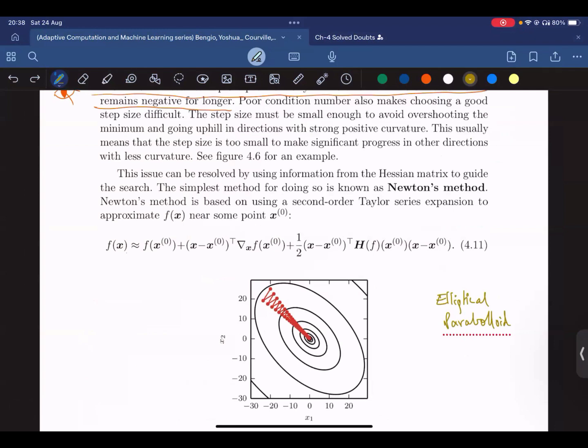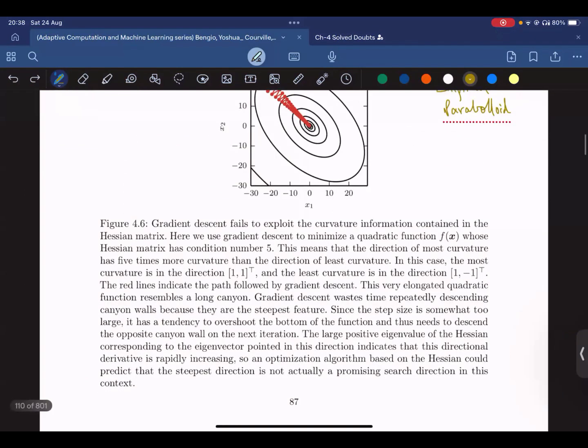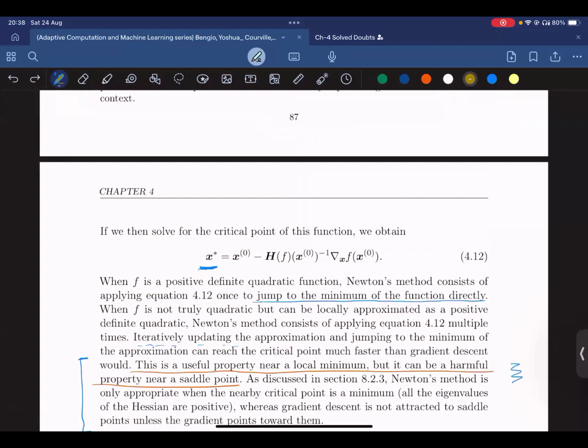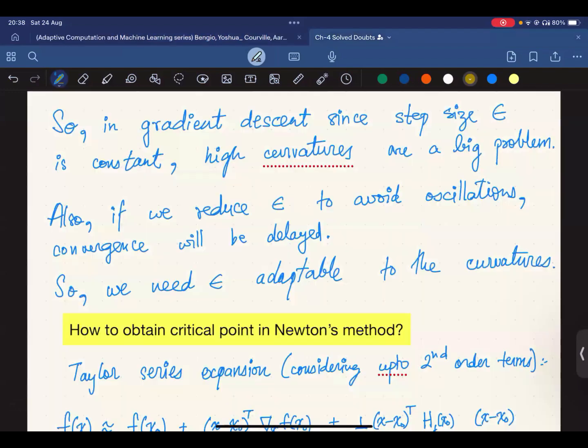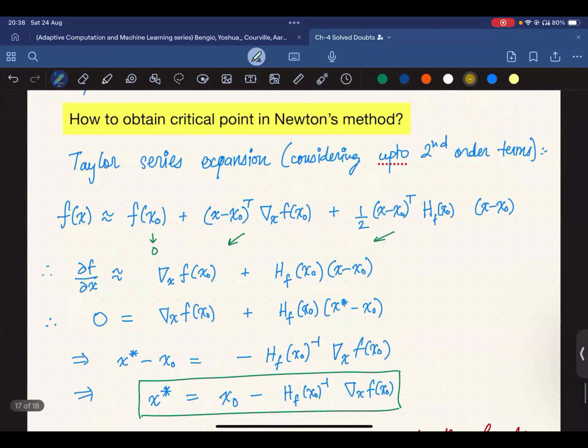In Newton's method, we are not assuming this to be epsilon g as we did, that is, epsilon the length in the direction of gradient. We are not assuming that. We can differentiate this quantity and get the critical point. So how to get this critical point? Again, we can write Taylor series expansion up to the second order terms.